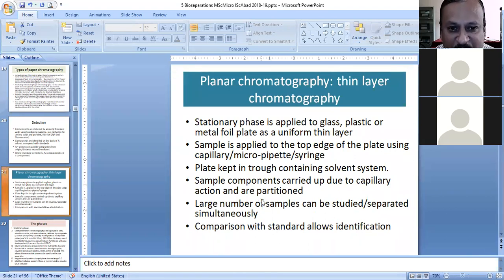Okay, we started with this topic on thin layer chromatography, which is a type of planar chromatography. Planar because the interaction of the sample components with the stationary phase is happening on a single surface. It doesn't involve the bulk material as such. It is a surface phenomenon, and therefore it is called planar chromatography. The stationary phase is applied to an inert material. It could be a glass piece, or plastic, or even a metal foil.